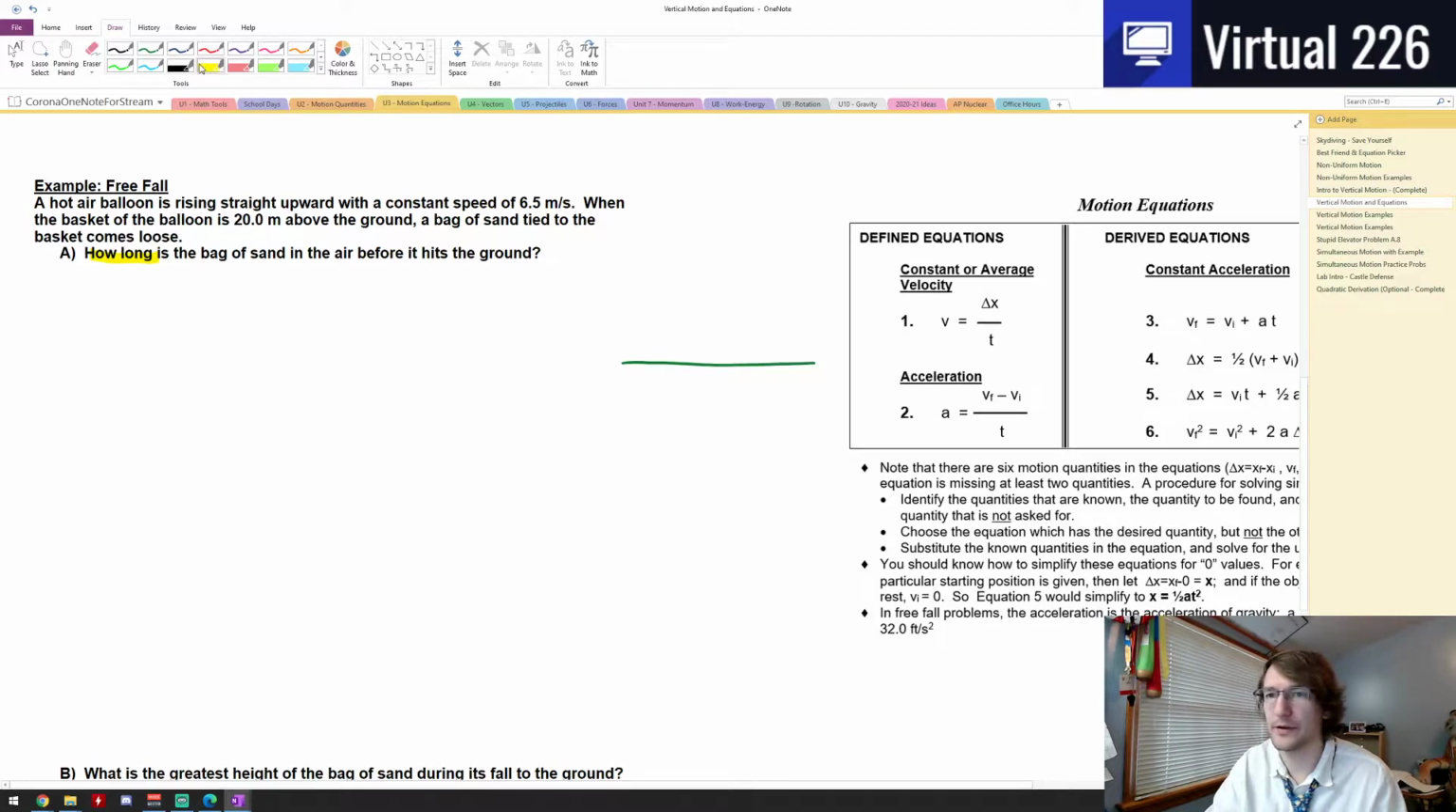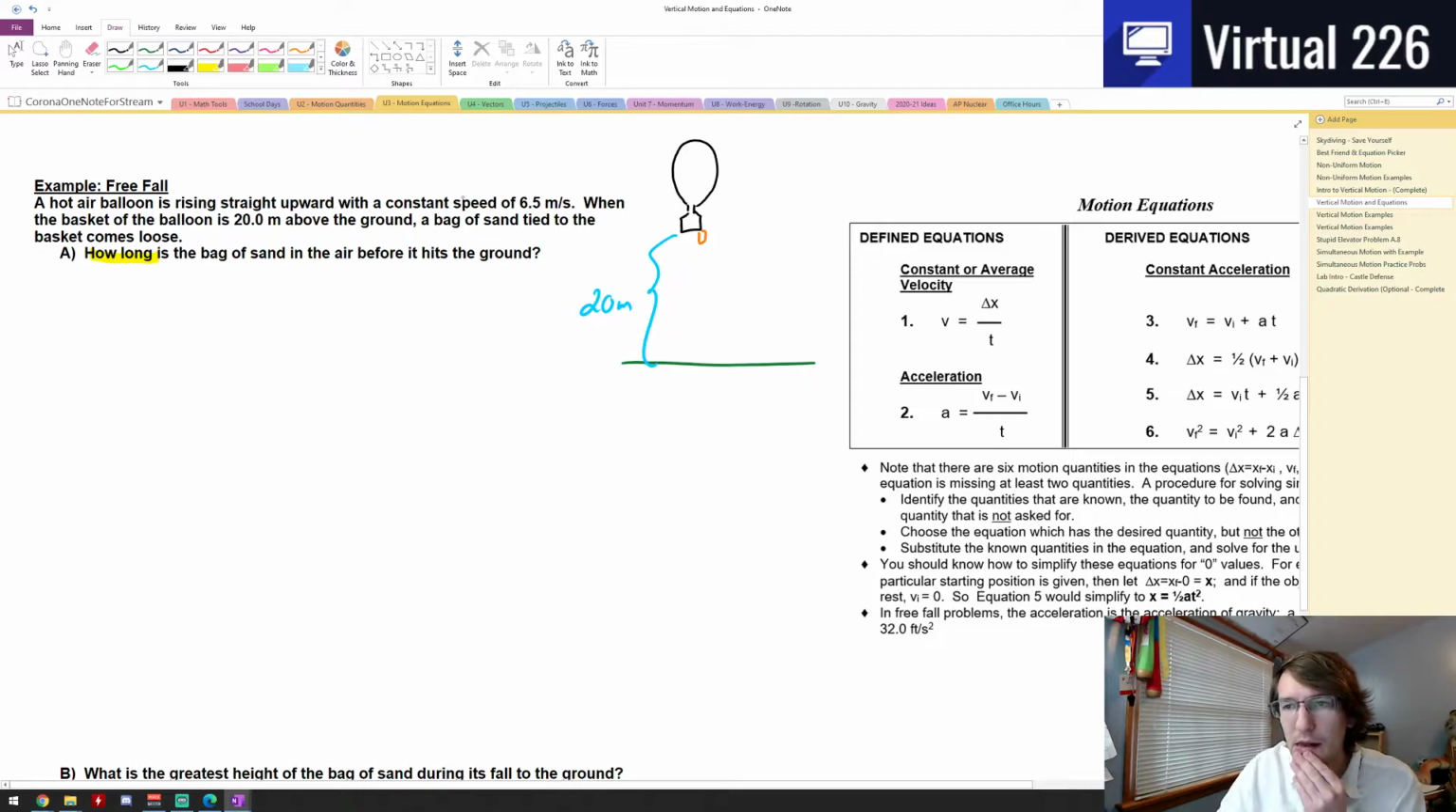So here's the ground. Here is my hot air balloon. I don't know, I guess that's a balloon. And here is a bag of sand on the bottom of it, okay? And all of this is 20 meters above the ground.